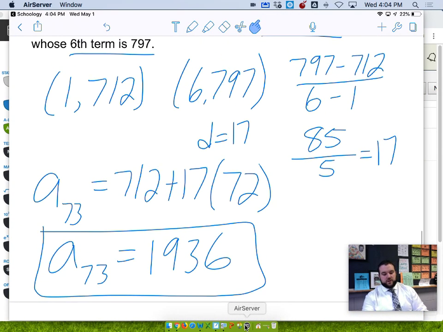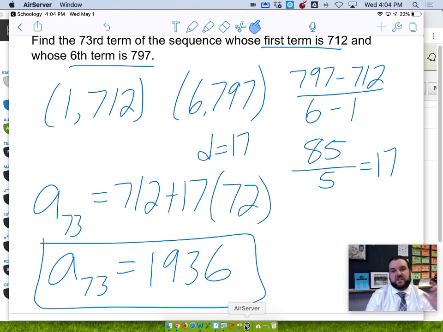Okay. So again, we can use this slope type look only because it's arithmetic and it's adding the same amount every time. In 9.3, when we get into geometric, that's not the case anymore.